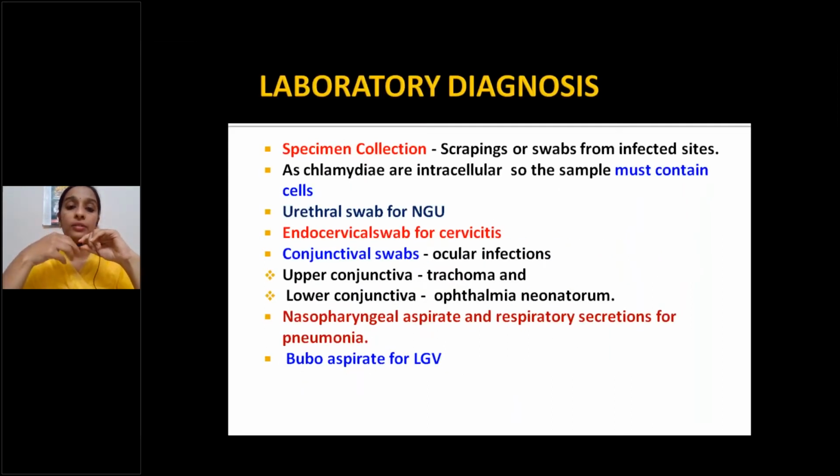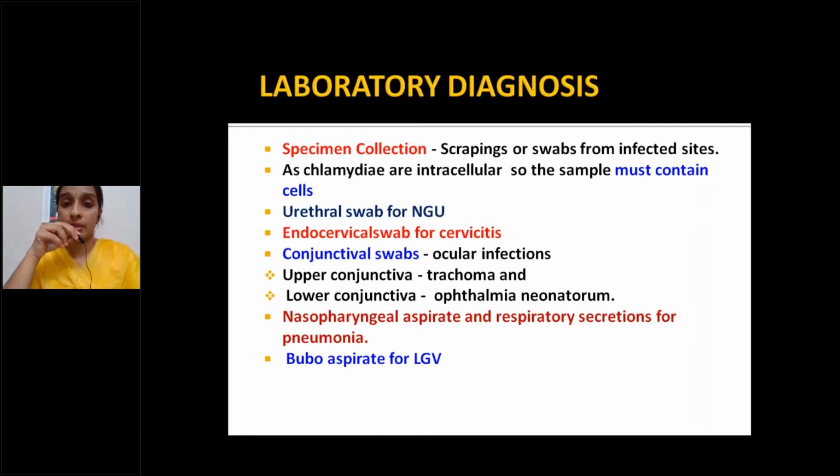Next, laboratory diagnosis. Specimen collection is very important here, because scrapings or swabs from infected sites are preferable. This is an intracellular organism, so the sample must contain cells. If there are no cells, we cannot isolate any organism or any morphological form from the specimen. That is why any sample for the chlamydial group must contain cells.